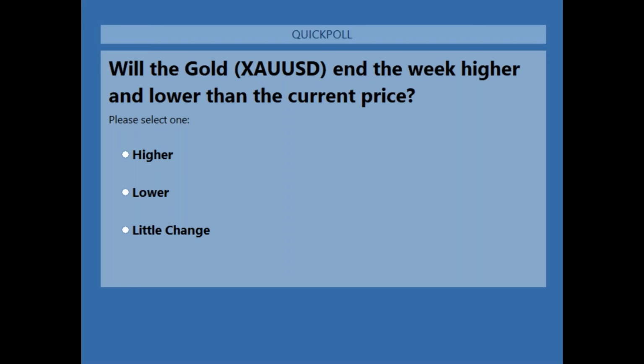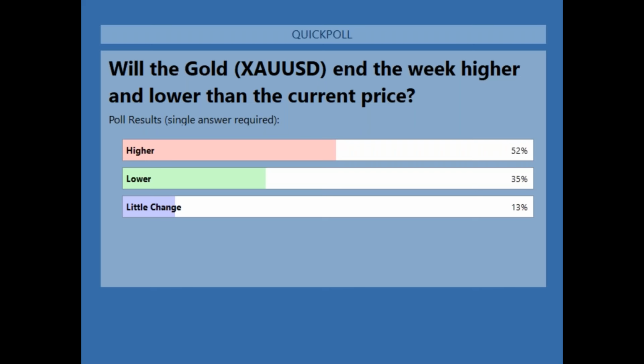There we go, and I'll share the response. This is very interesting. So 52% believe that gold will end the week higher than the current price. 35% believe it will end lower than the current price, and 13% think we'll see little change. Okay, so some people think it will be at the same price. Most people think it will end higher. Some people also think it will end lower. So that's very interesting. Let's look at the announcement.